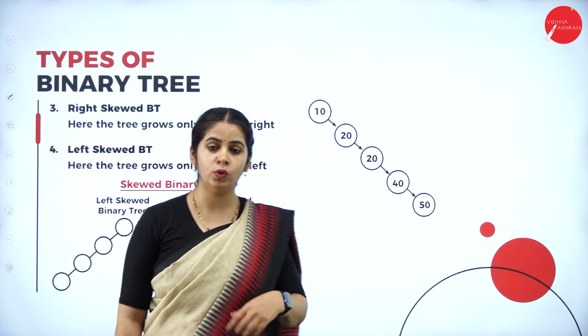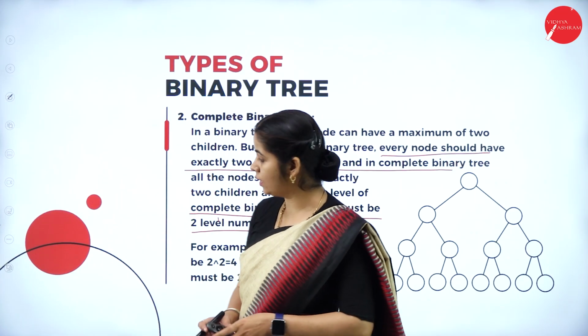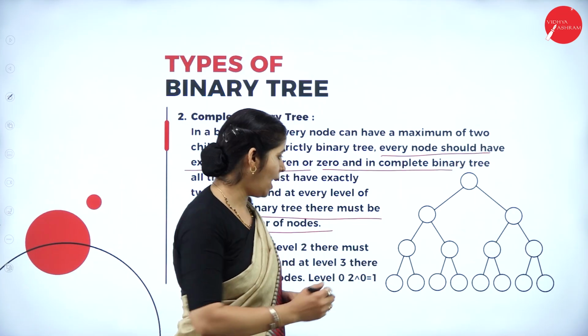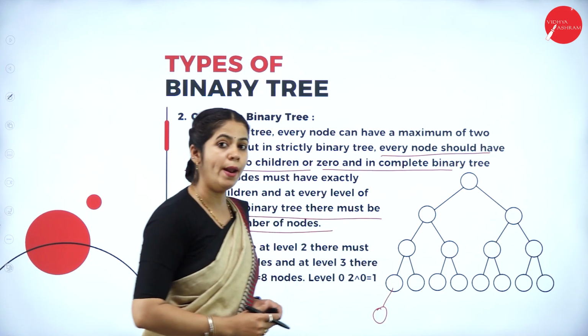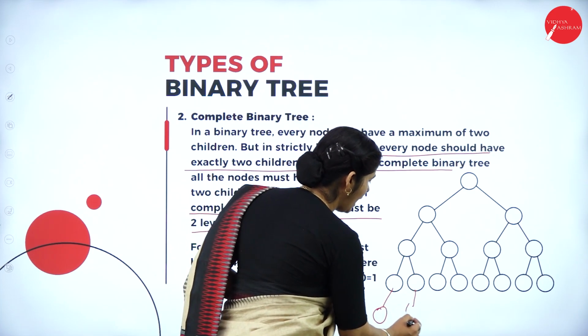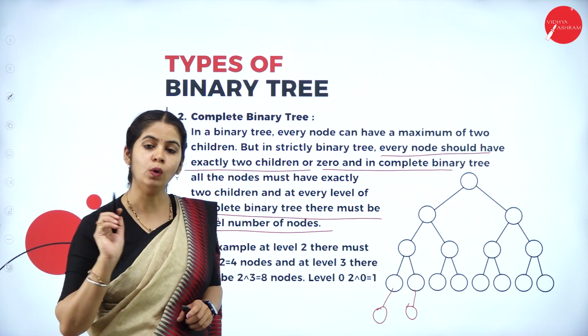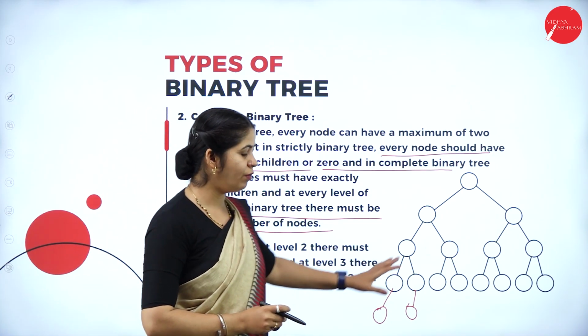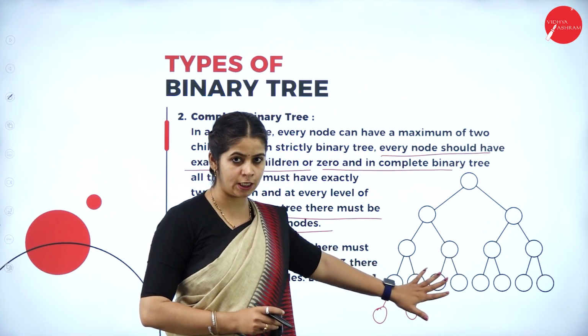Next, coming to the almost complete binary tree. What is an almost complete binary tree? Here, it is allowed with one more variation. A node can have 0, 1 or 2 children. Such a type of binary tree is called an almost complete binary tree.